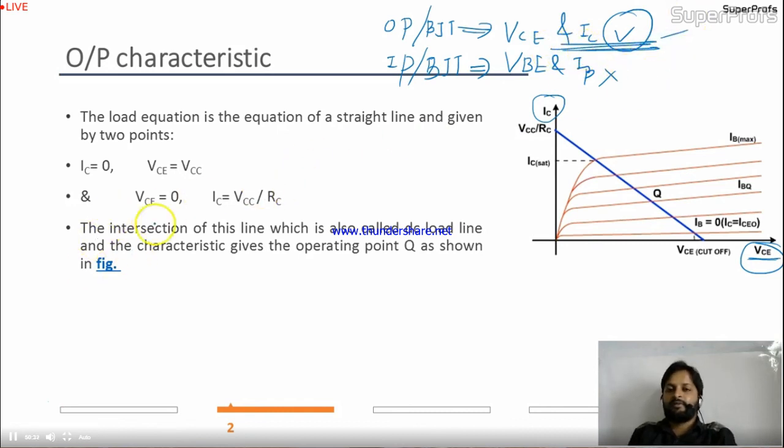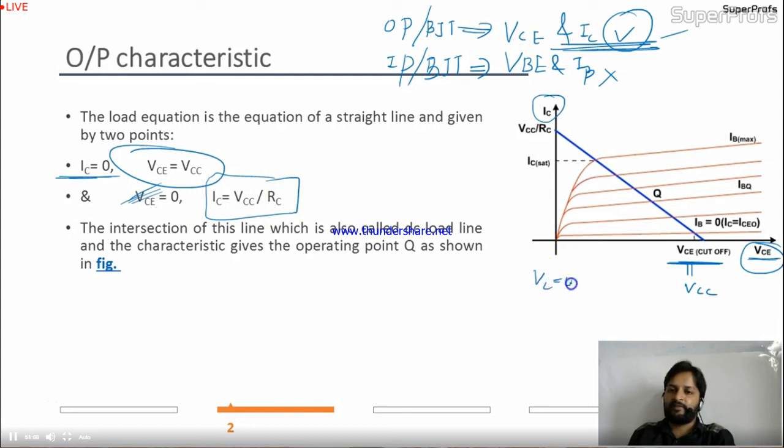So if you draw the load line, how will you draw it? When IC equal to 0, VCE equal to VCC. So here I'll take it. This is IC equal to 0, so this is VCE, or I can say this is VCC. Why? This is the cutoff, when current is 0 over here, right? Now, VCE equal to 0, if you put VCE equal to 0, at this vertical line, you will get IC equal to VCC by RC. So at VCE equal to 0, IC you are getting is VCC by RC, and you connect these 2 points.